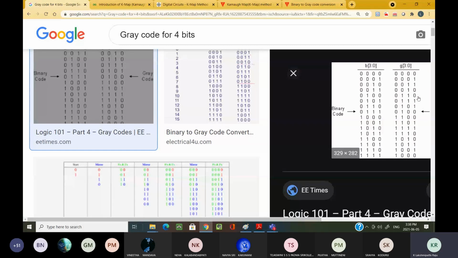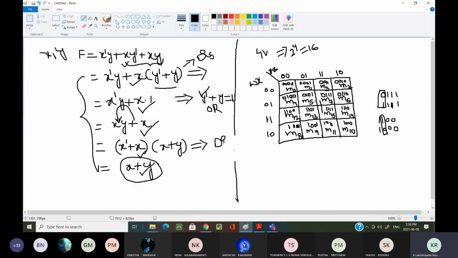Are you understanding? Yes, sir. Okay, that is about it, these are the cell values. This is a 4-variable K-map. I don't want to go beyond 4 variables, because from the examination point of view, we solve a maximum of 4-variable K-map. Don't worry, I can tell you about the 5-variable K-map also, but because of space constraint, I am not drawing it.